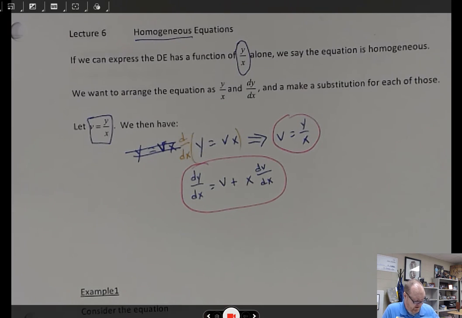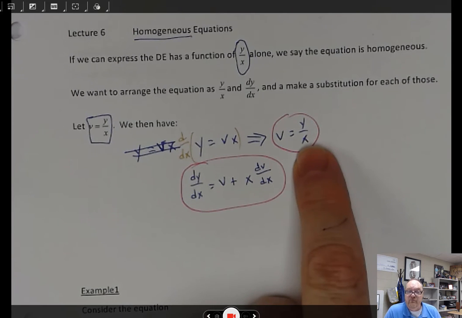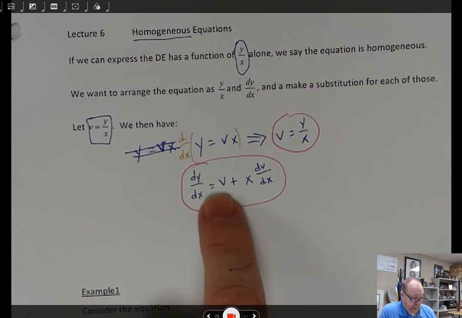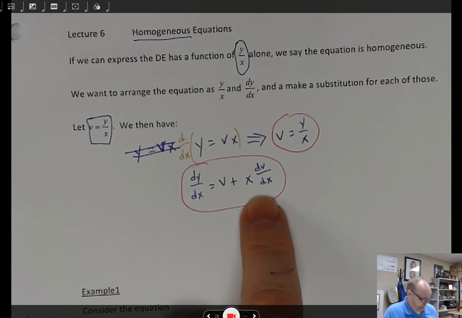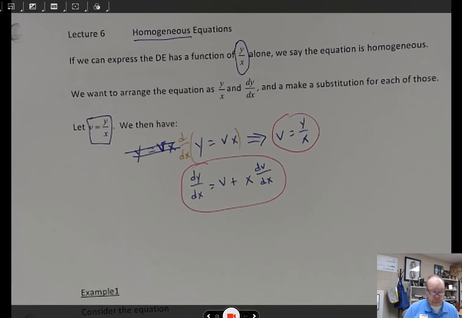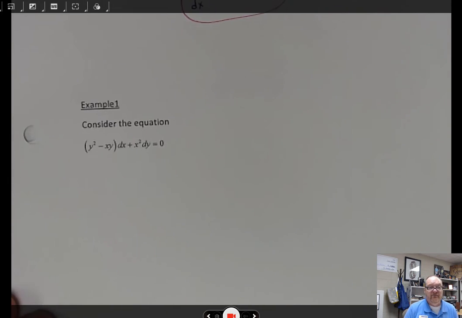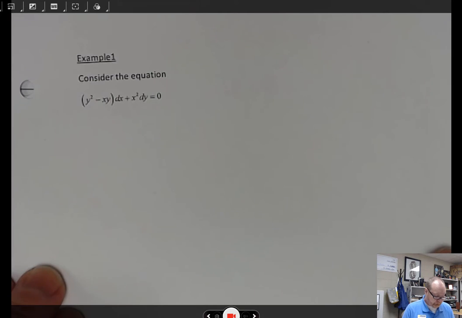So you want to keep those maybe in front of you. So the first thing we want to do is to rearrange things as a y over x term. Sometimes that's easily done, sometimes not. And then I want to substitute in for dy dx, this substitution, and solve the problem. Usually it becomes a really nice separable equation. Look at what I've called example 1.